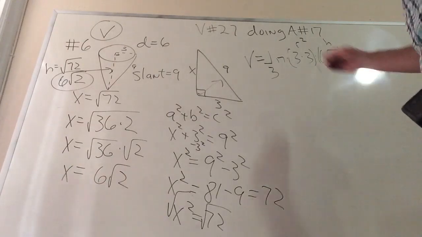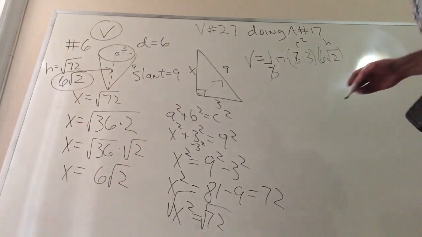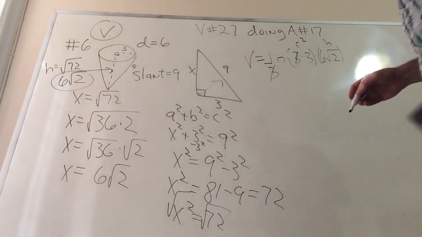So now we work on it, it's in terms of pi. One of the 3's cancel. And now we get this answer.